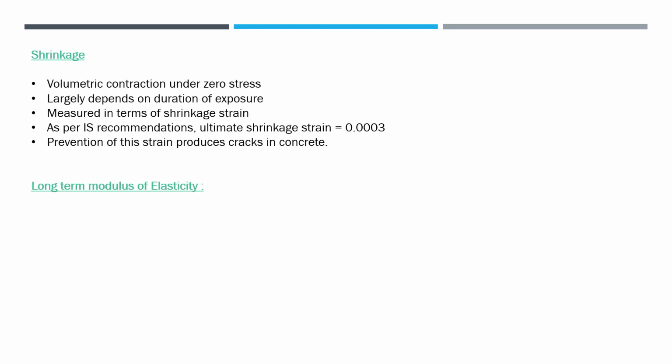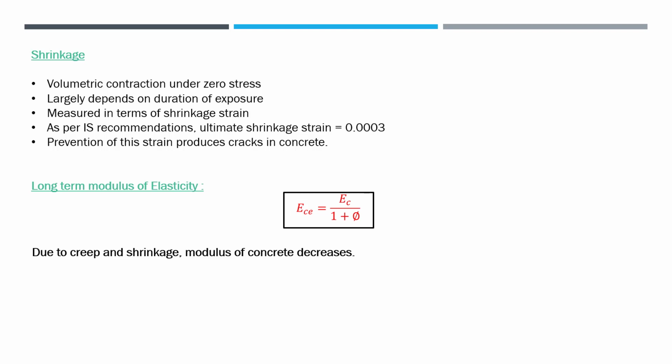Next is long-term modulus of elasticity. We know that due to creep and shrinkage strain, modulus of elasticity of concrete decreases. Therefore, the long-term modulus of elasticity is given by the expression shown, where phi is the creep coefficient. After knowing all these things, one question arises in mind: due to creep and shrinkage, modulus of concrete decreases.